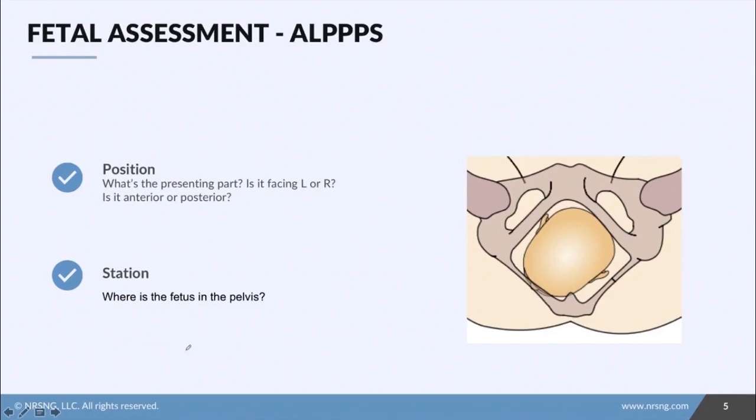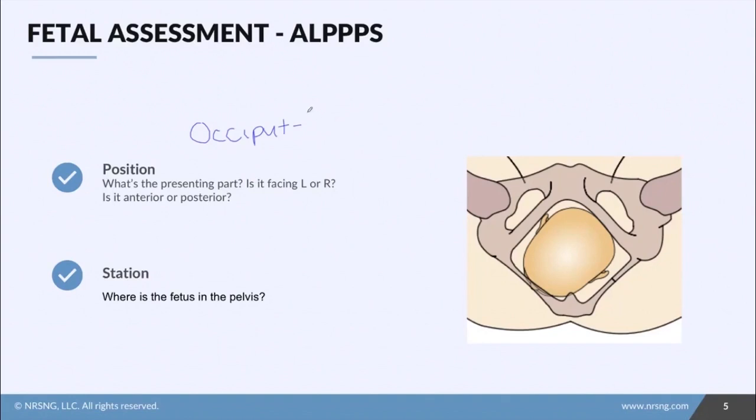Our fetal position. So with this, this is the term that's used to describe the position of the baby in relation to the mom's pelvis. So first we have to assess what the presenting part is. So is it a head, which would be the occiput? So that back of the head.